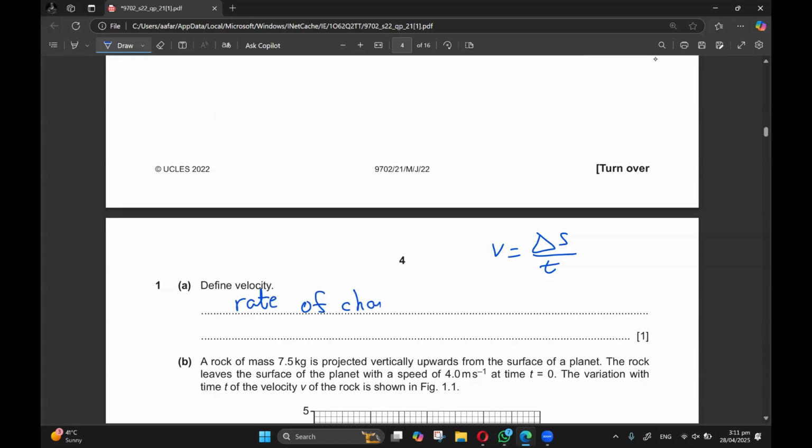Rate of change of displacement, or change in displacement, which is change in S over time.